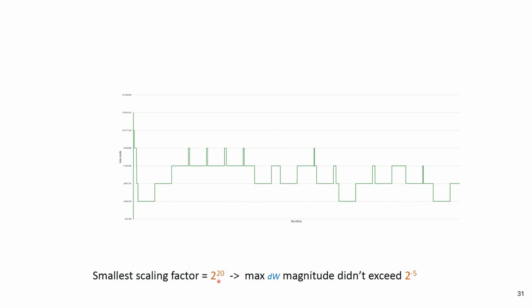The smallest scaling factor was 2 to the 20th, which indicates that the maximum weight gain in magnitude never exceeded 2 to the -5. So those representations that go into magnitudes greater than 1 were really unused in those floating point formats.